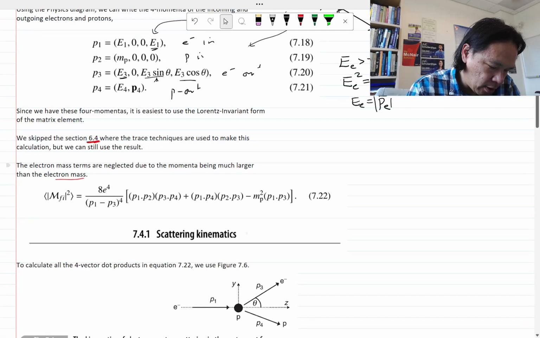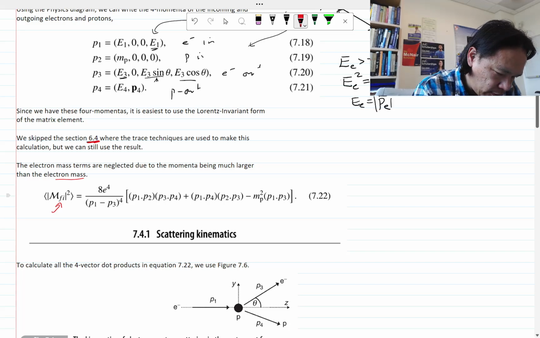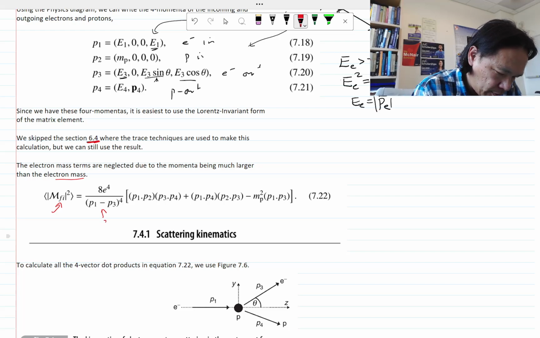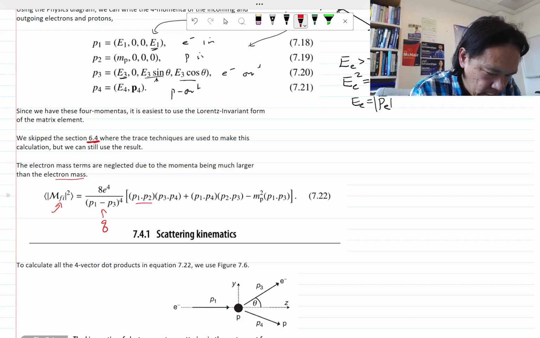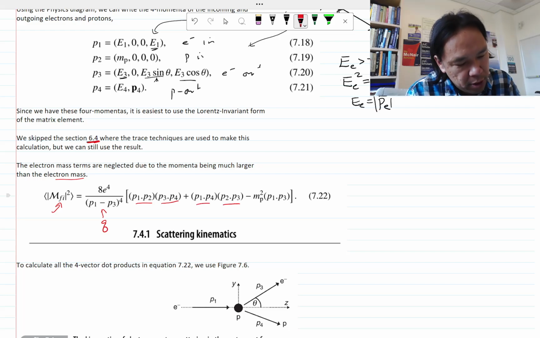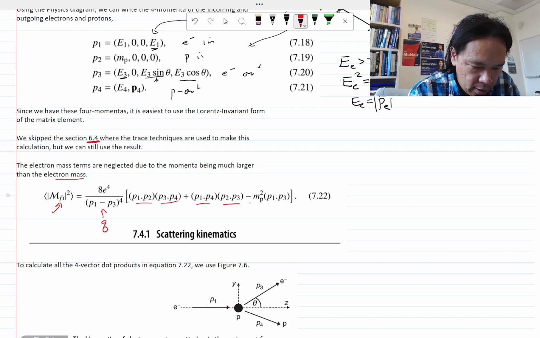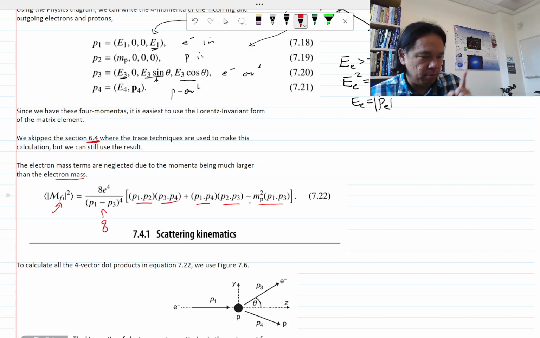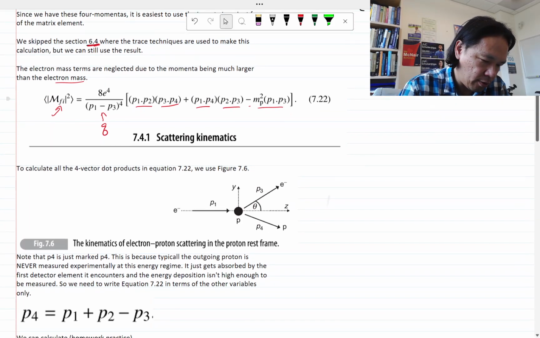And what's going to happen is that you're going to have this matrix element squared, where it's 8 times the electron charge to the 4th power, the momentum exchange between them, the photon's momentum, so it's basically Q, okay? And then you have the dot products P1.P2 P3.P4, P1.P4 P2.P3, and then minus the mass of the proton times P1.P3. Okay, you have basically all the combinations except P1 squared and P3 squared because those are the mass of the electrons, and we can approximate those as 0.